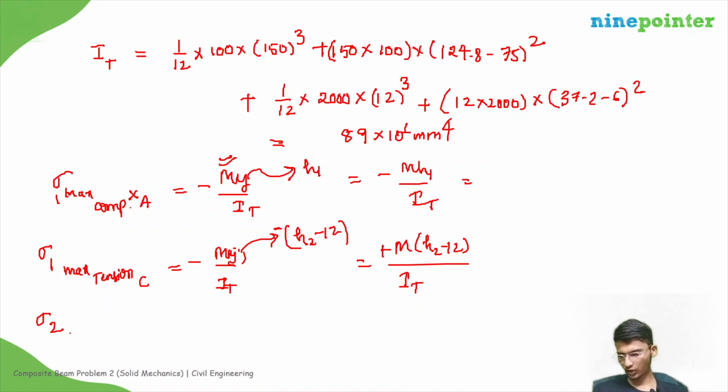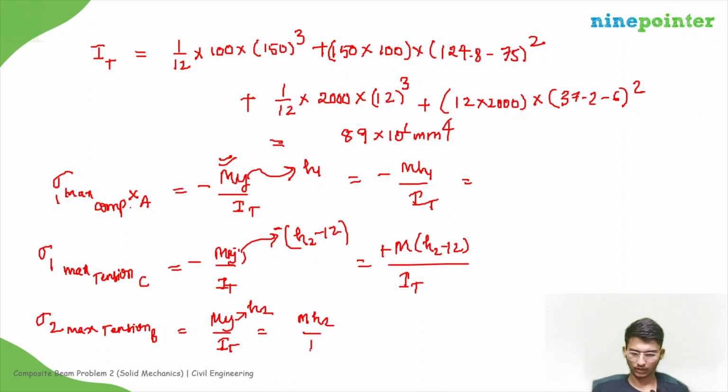Now sigma 2 max tension, that will occur at bottom plane. That will be M y by I, and that y is h2. So that will be M h2 divided by I. Okay, don't bother about the sign conventions. You know from intuition where it can be tension and where it is positive. See, it is positive bending, so positive curvature. So below the neutral axis there is tension, above the neutral axis there is compression. From that you can put the signs. Don't bother about the signs in the formula. So you know the h2, you know the M, you can calculate the value.